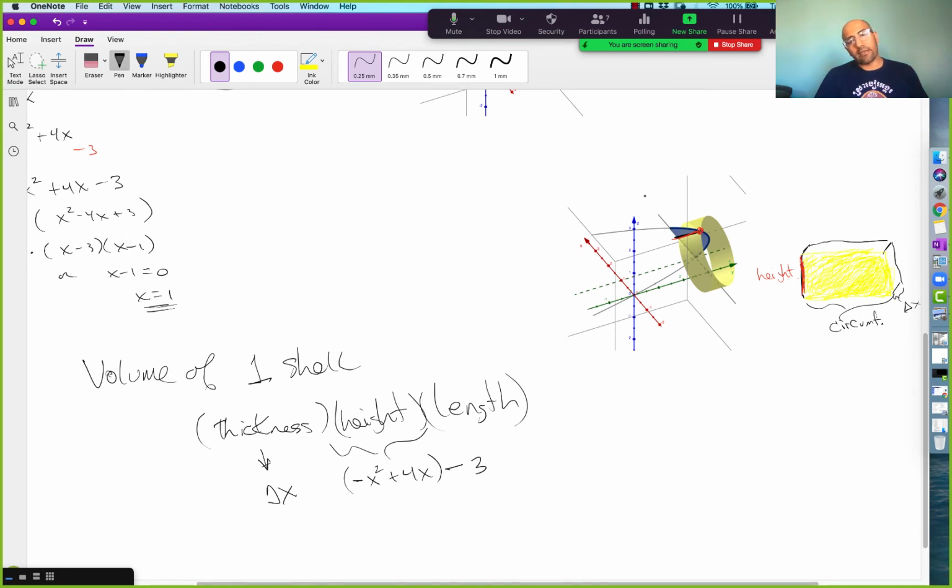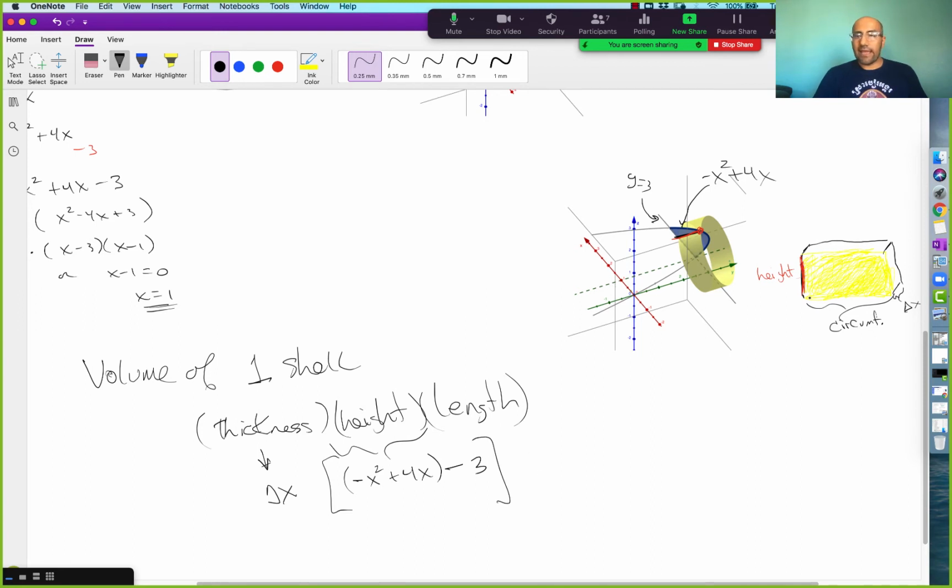Because remember that this right here is the line y equals 3, this guy. And minus x squared plus 4x is the parabola. So that height right there is this one minus that one. And it's a y value, so you input an x coordinate, and the output is going to be this y value for this equation minus this y value. Right? So this together will be the height.